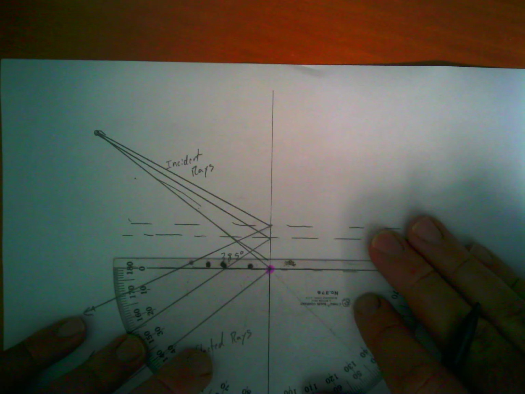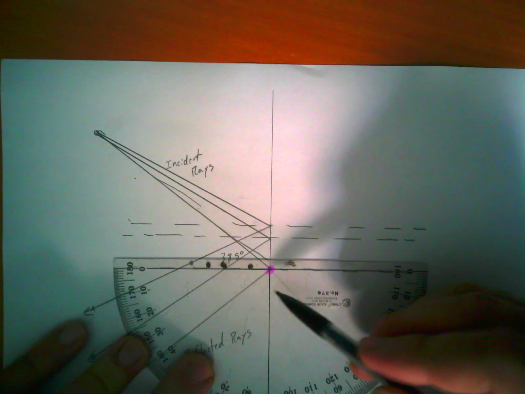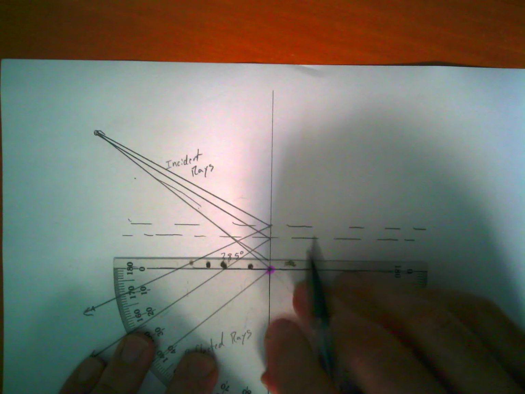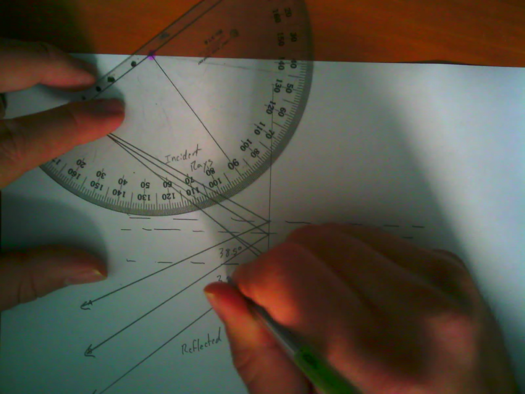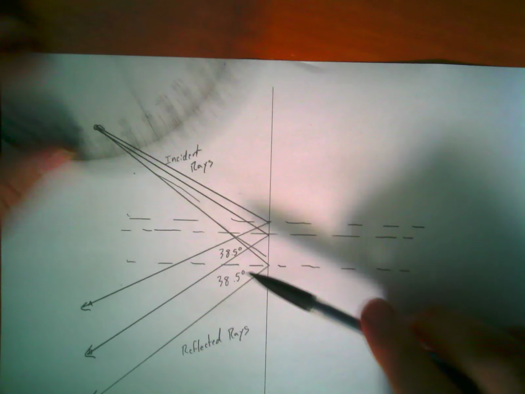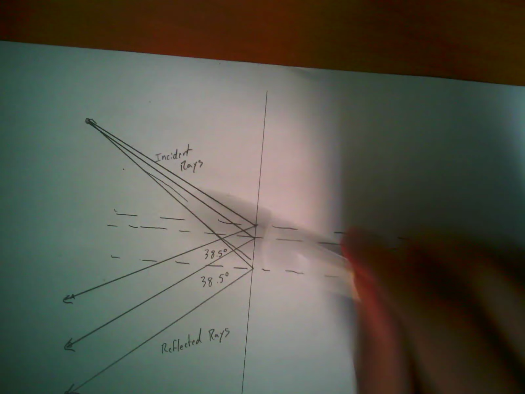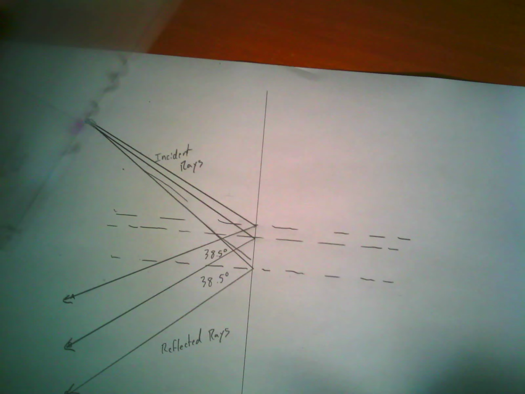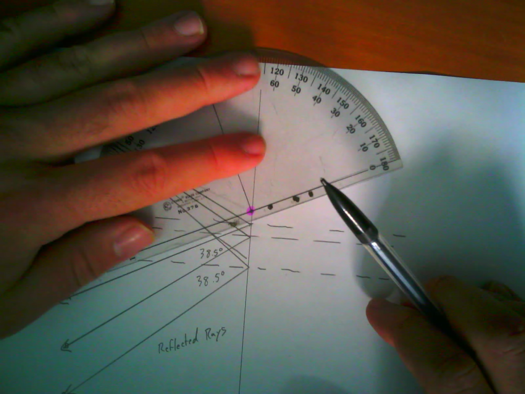We want to do the same thing for our reflected ray. Put it right there on the normal line, the dot, and then again we want our normal line to be right on the 0. So we'll follow this out, and this is 38.5 degrees. Notice the angles are the same. That is the law of reflection right there. You'll want to do the same thing with each of your incident rays and reflected rays. Get the incident angle and the reflected angle. In the interest of brevity, I'm going to move on to the next part though.